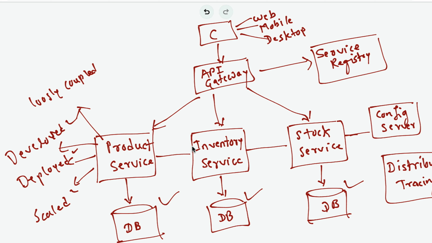In a microservices project, services can communicate with each other. For example, product service can communicate with inventory service, and inventory service can communicate with stock service, and product service can communicate with multiple services as well. For example, product service can communicate with inventory service as well as stock service. There are two types of communication styles: one is synchronous and another is asynchronous.